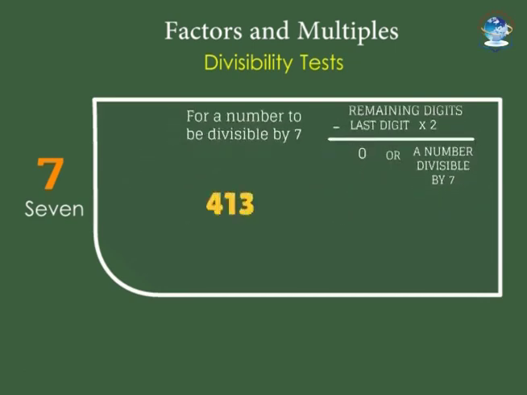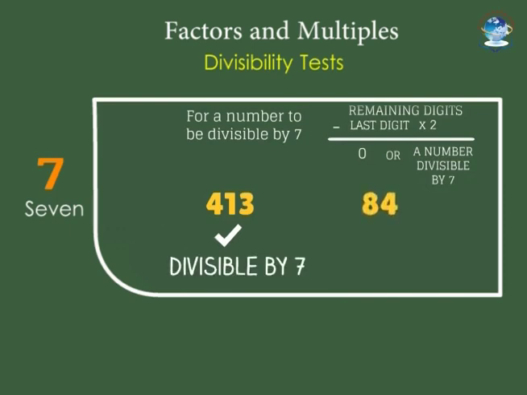Take 413. The last digit is 3. We first double it to get 6. And now we subtract 6 from the remaining digits of the number. We get 35, which we know is divisible by 7. And so 413 is also divisible by 7.